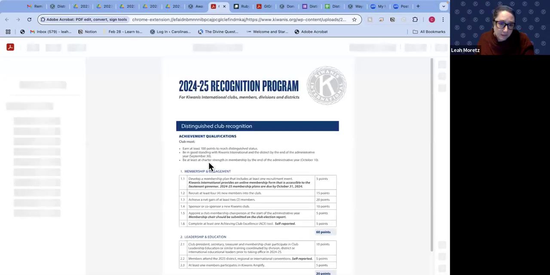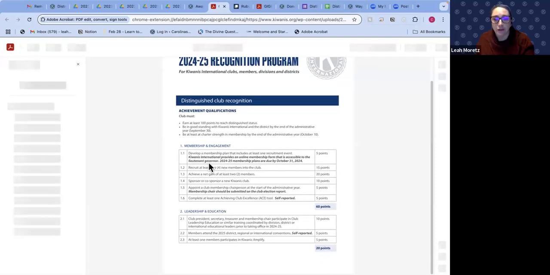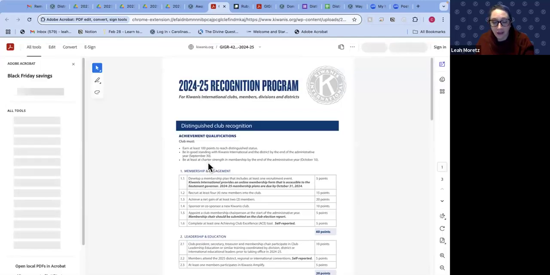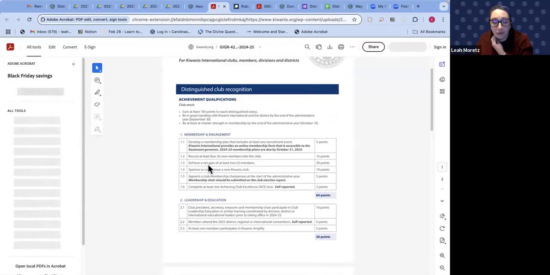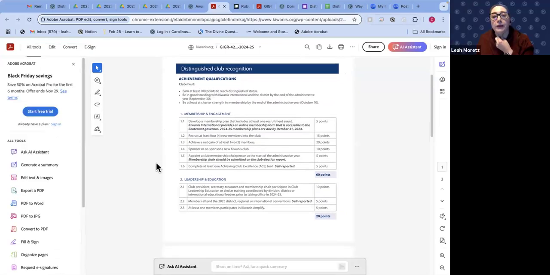What I like about this award is that in the past, when Kiwanis International had Distinguished Club, you absolutely had to grow in order to get it, to have a net growth. Now you do not. You have to get 100 points. The hardest part of this is for small clubs. If you are over 15 members, if you create a plan and you follow it, you can get this award. If you are under 15 members, it's a little harder because you have to be at least at charter strength by the end of the year to get this award.